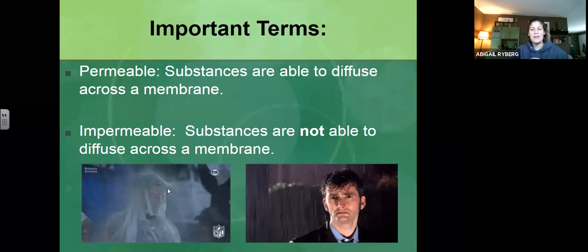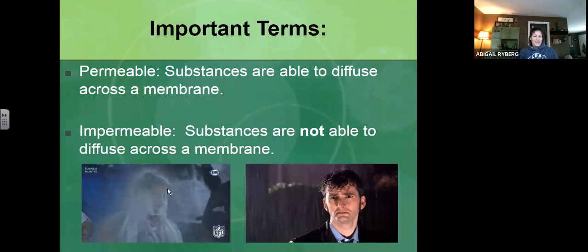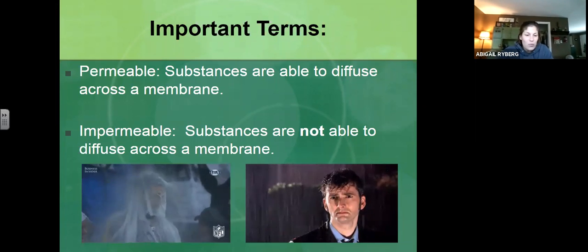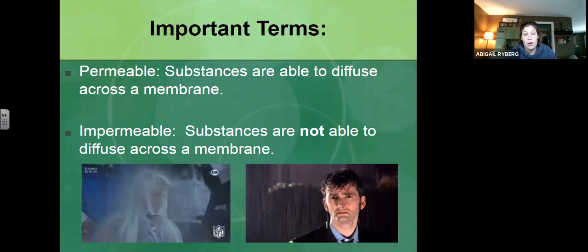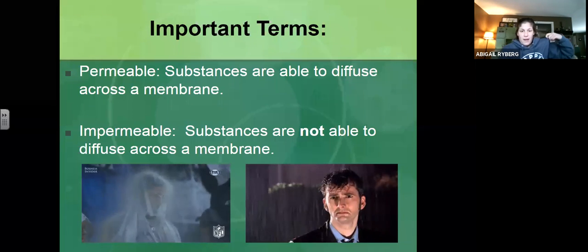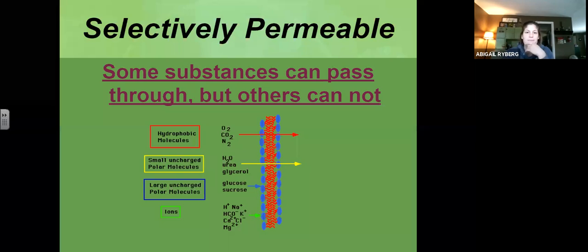So if you look here at the videos at the bottom here, the person on the left is representing an impermeable membrane to water. That person has a poncho on, and they're intending for that impermeable membrane to keep the water, the rain, out. A permeable membrane would be like regular clothing, which very much would allow water through. So we have permeable and impermeable membrane.